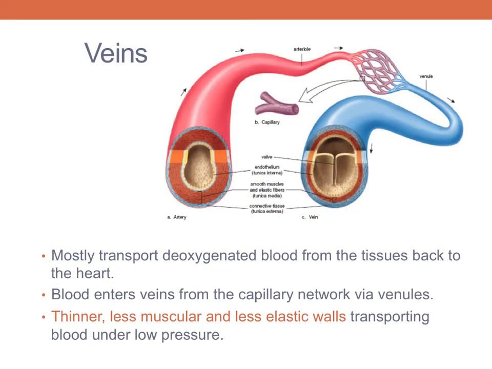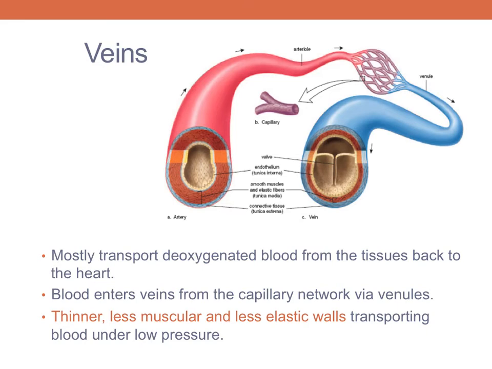So, veins mostly transport deoxygenated blood from the tissues back to the heart. So they're often working against gravity. If you think about it, most of your body is actually below your heart. So blood enters the veins from the capillary network, and they have thinner, less muscular and less elastic walls because they're transporting blood under low pressure.